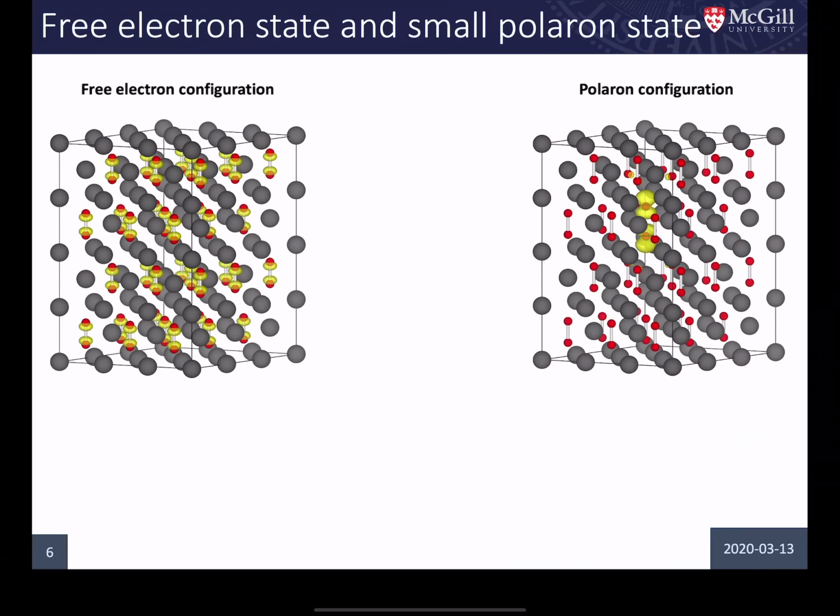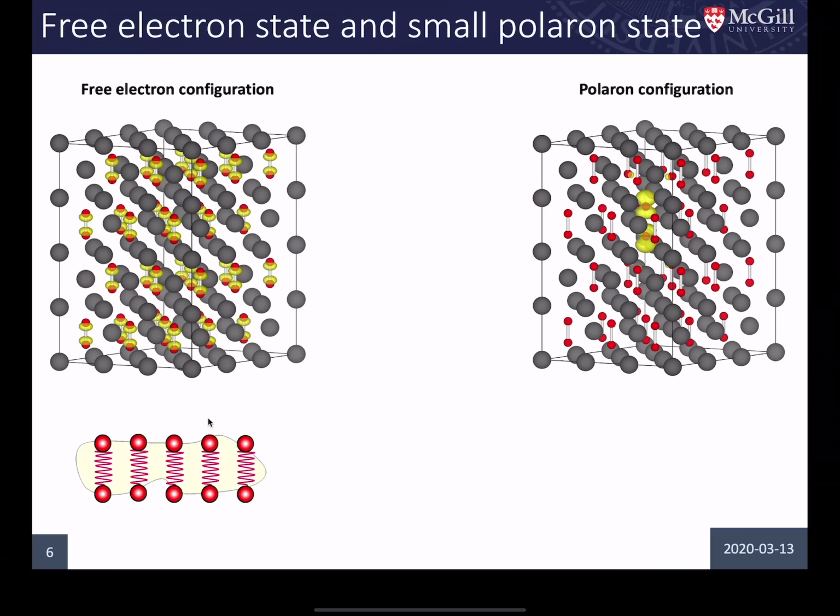When an extra electron is added to the lithium peroxide supercell, there are two possible configurations. One is the free electron configuration, and the other is the polaron configuration. When it is a free electron configuration, the extra electron is everywhere, and all the oxygen dimers in the supercell share the extra electron equally. The bond lengths of the oxygen dimer remain unchanged, denoted in this cartoon here.